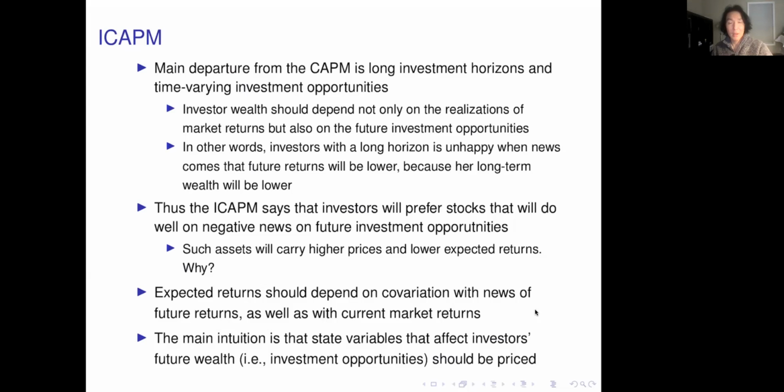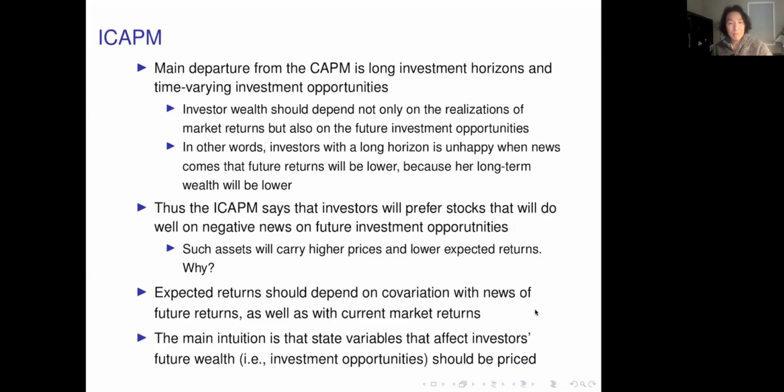But in a longer horizon, things are different. Investors care not only about the market portfolio returns, but also about the overall value of your wealth in the next period. That is going to depend on other state variables that describe the investment opportunities in the next period.